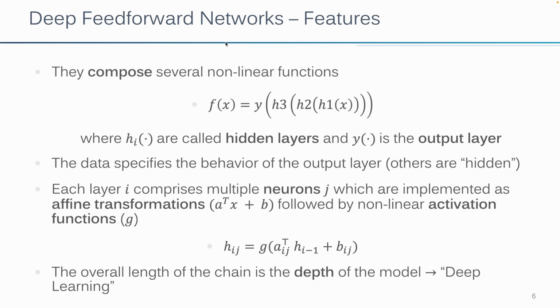Formally, you can write it as h_ij equal to g, which is an activation function, applied to a_ij transpose times h_(i-1), which is the previous layer, plus some bias b_ij.